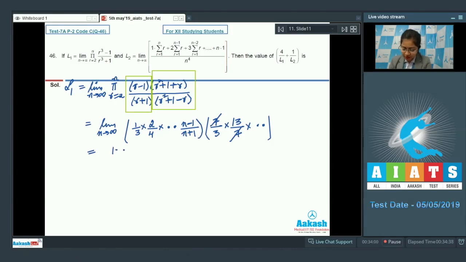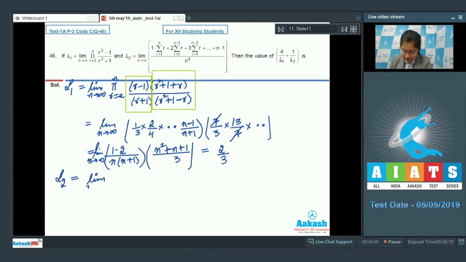So the terms that will be left are 1 into 2 divided by n into n plus 1 from the first series, and from the second series we will get n square plus n plus 1 upon 3. And here we have to find the limit n tending to infinity. So this will be equal to, dividing in the numerator and denominator by n square, we will get it equal to 2 by 3. So the value of L1 is 2 by 3. Now we have to find L2.